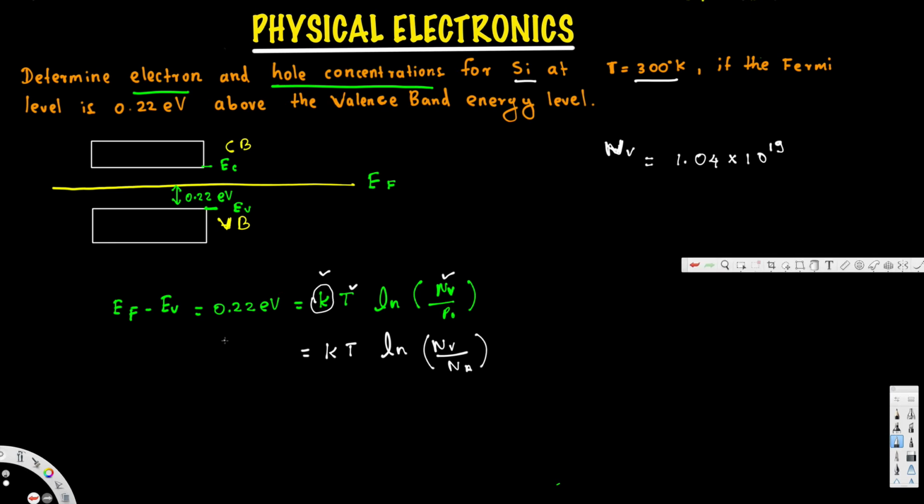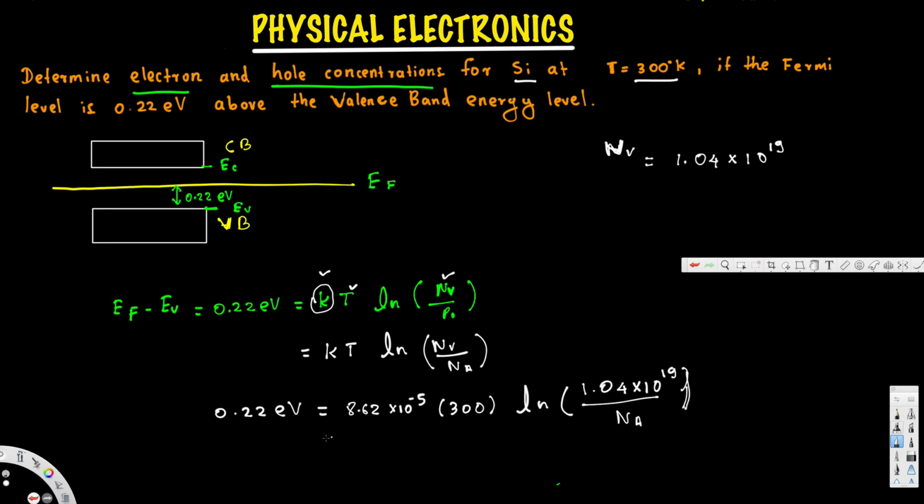So we just have to rearrange this equation and plug in the values. Now we know that 0.22 electron volts is KT. K is the Boltzmann constant, 8.62 times 10 to the power of minus 5. The temperature is 300, ln, and the value given for NV for silicon at 300 degrees Kelvin is 1.04 times 10 to the power of 19. And we are interested in calculating the hole concentration, that is Na.